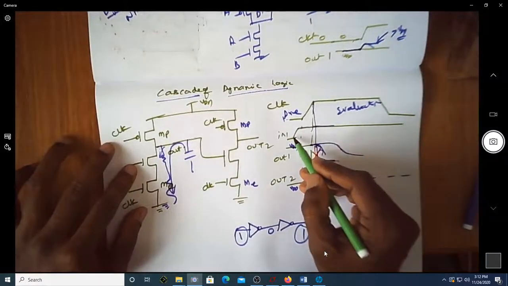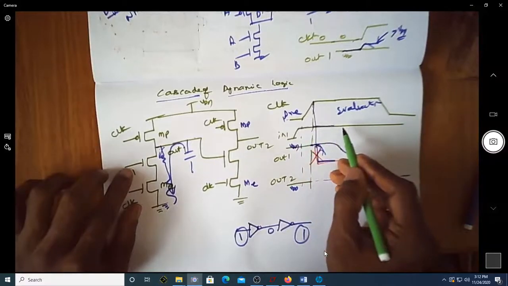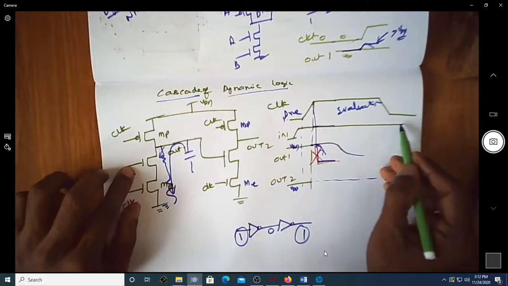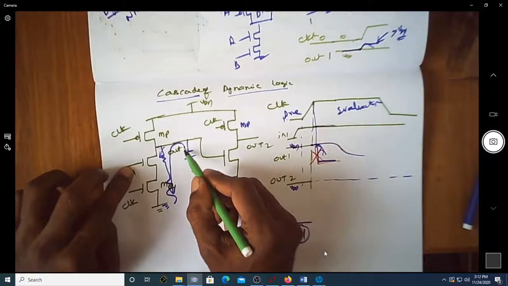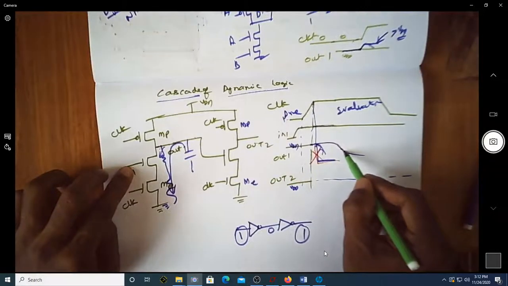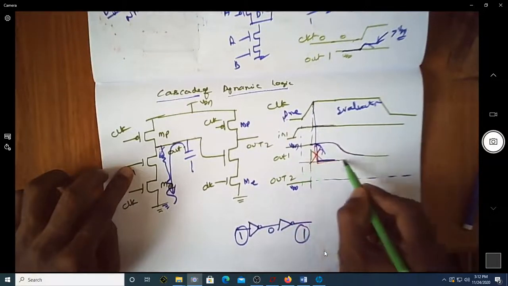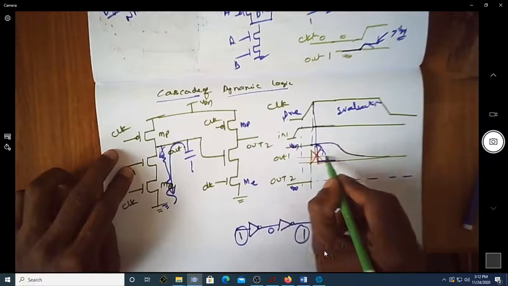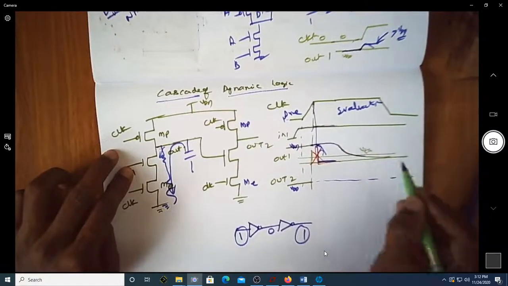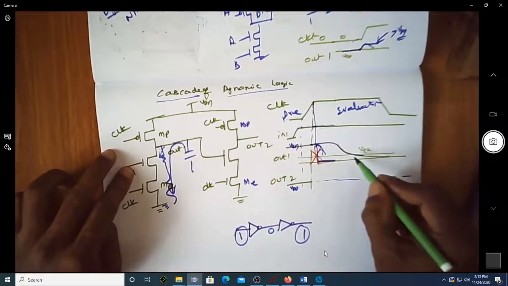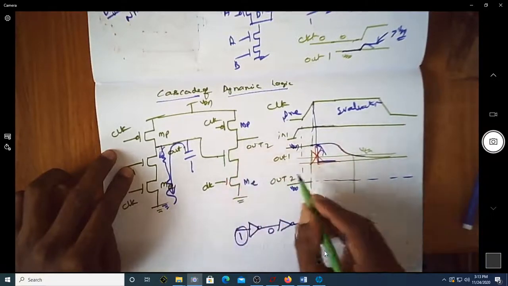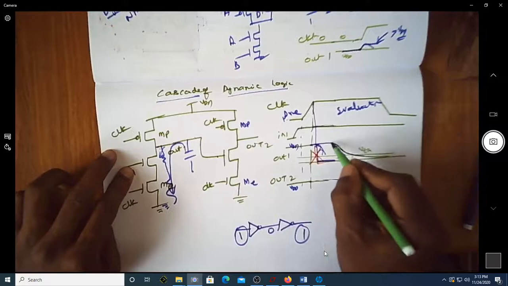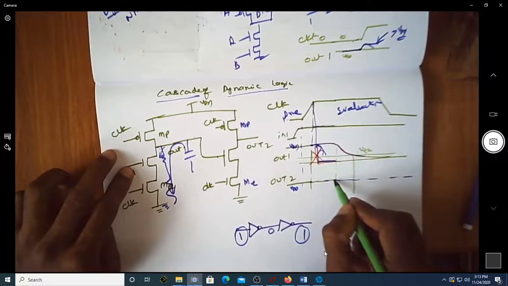See now, the input has gone high. The input has gone high during the entire evaluation period. This input high will take some time for this output voltage 1 to go down to 0. You can see now it is going down to 0. There is some threshold voltage associated with this. As long as the voltage here is more than the threshold voltage, will this keep discharging?